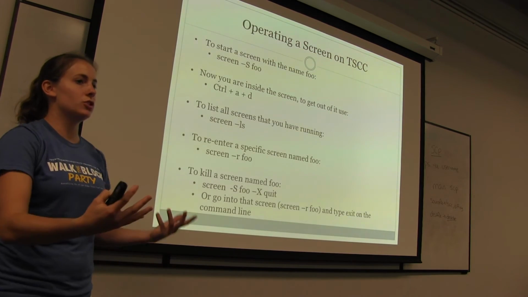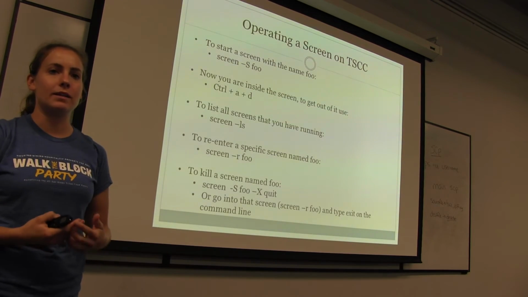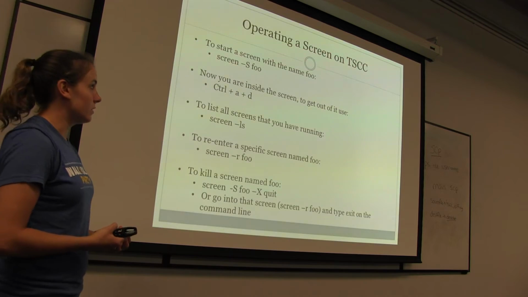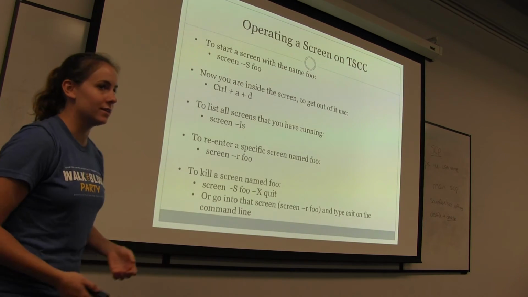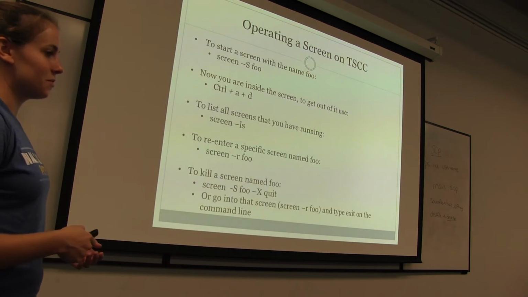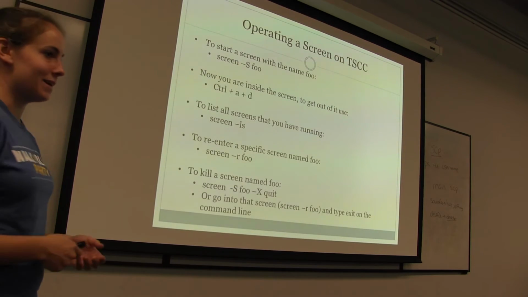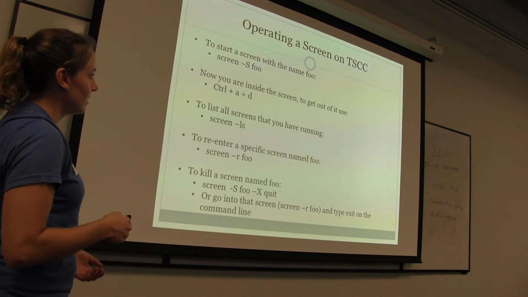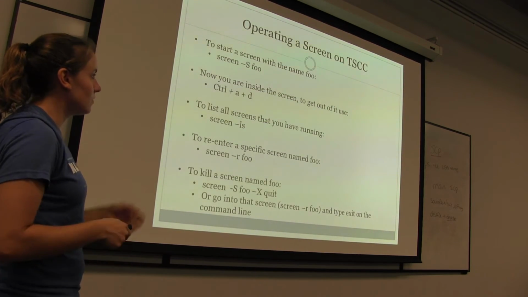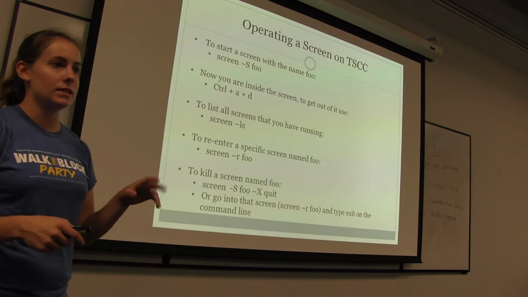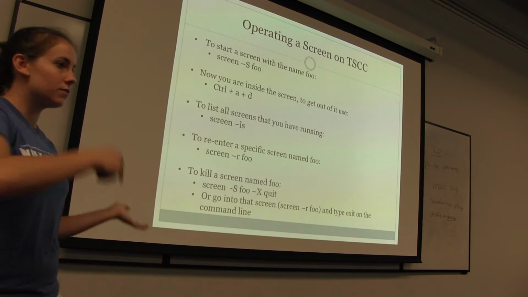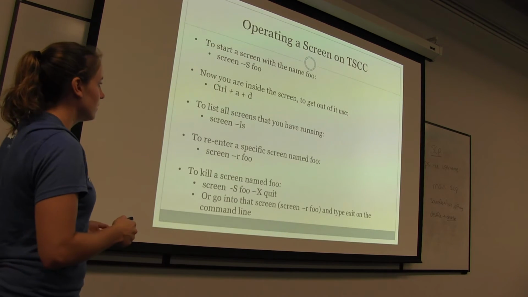It's going to take you into a new window that looks exactly the same as the terminal window that you're in, but you're going to be in a screen. Sometimes it can be hard to remember if you're in a screen because it looks exactly the same, so keep track of what you do. Once you're inside of the screen, you can get out of it with Control-A D. This is a keyboard shortcut to leave the screen and go back to your head node.